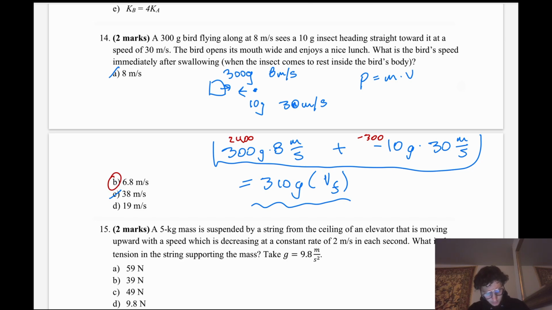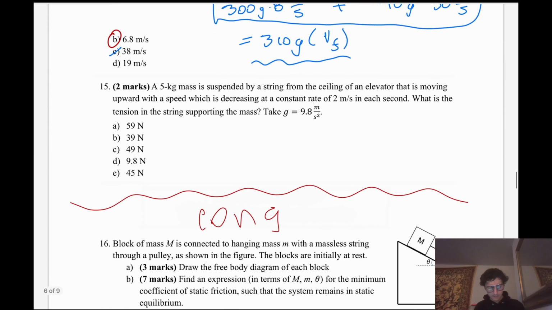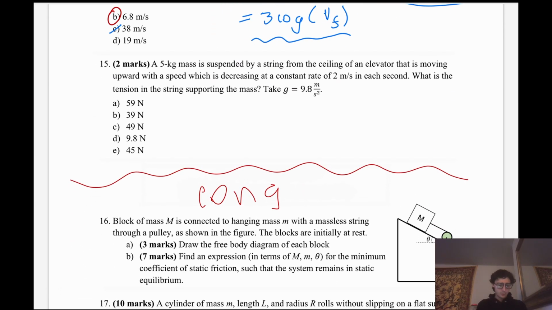Okay. This is how I got it. I just did conservation of momentum. I don't know if this is right, but this is my first thought, and we're on the last multiple choice. Let me take a sip of tea real quick.